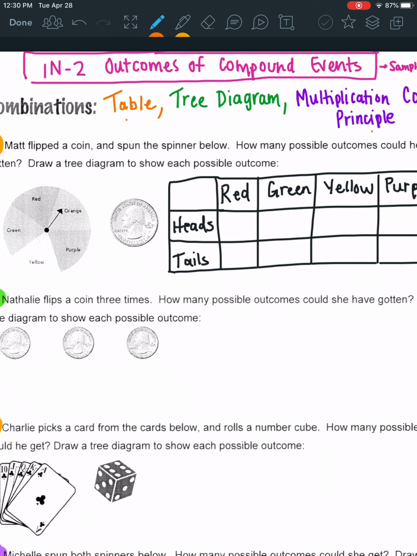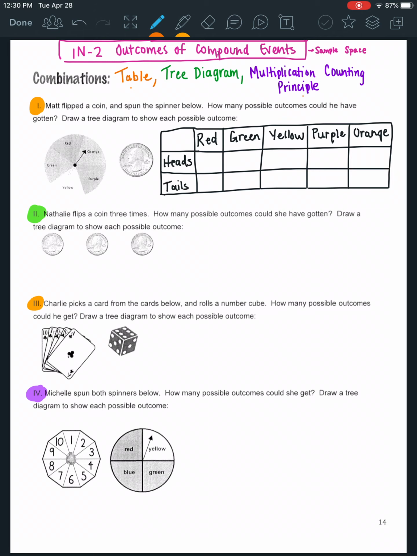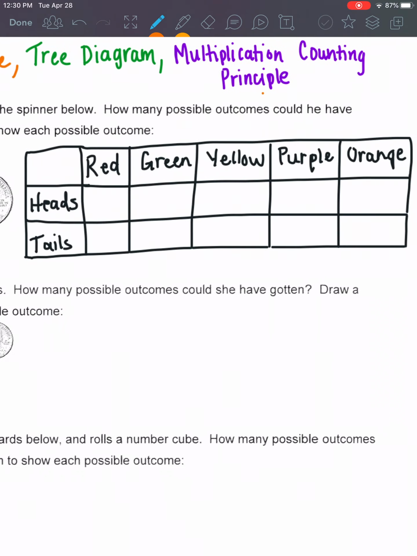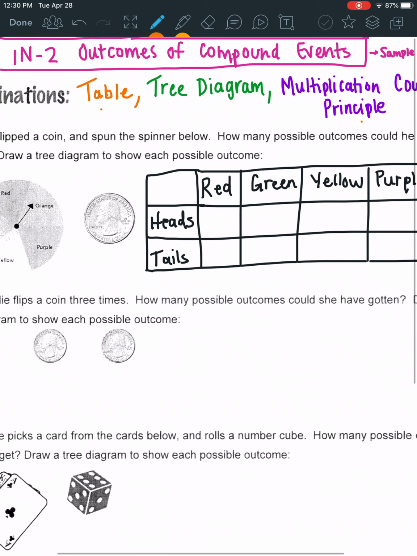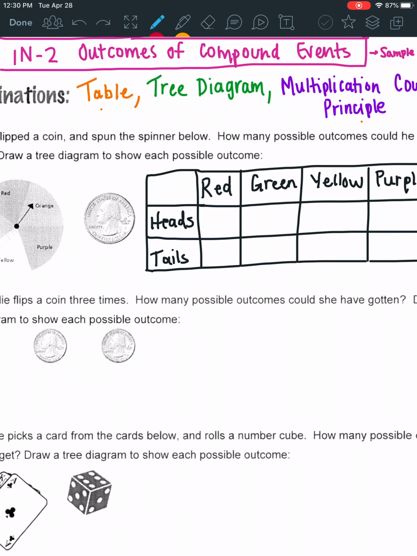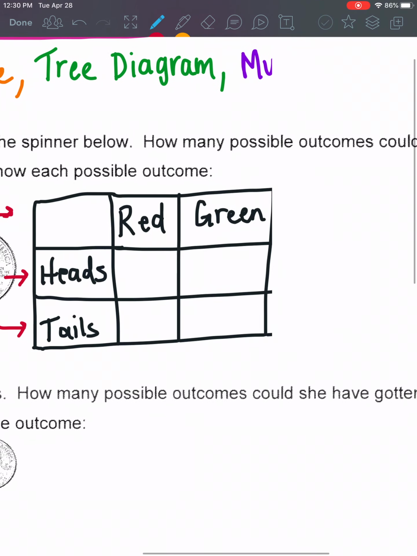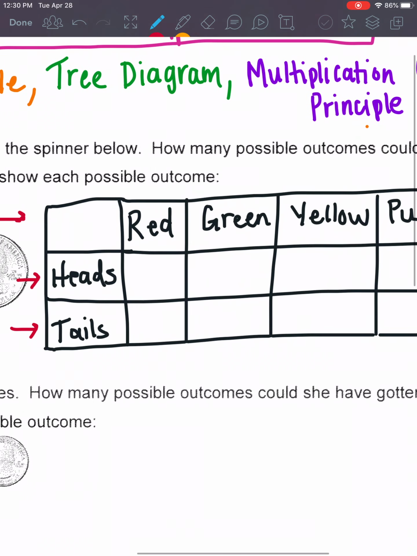So first example here, Matt flipped a coin and he spun the spinner below. How many total possible outcomes are there? And then also list each and every one. So I created a table. Make sure you know, guys, because it's going to be in your Pearson assignment, that rows go this way. So the heads and the tails that I have here, that's the outcome of my coin. Those are my rows. And then columns go this way.